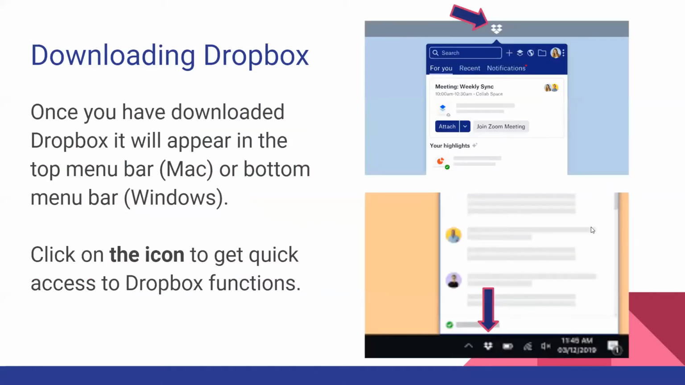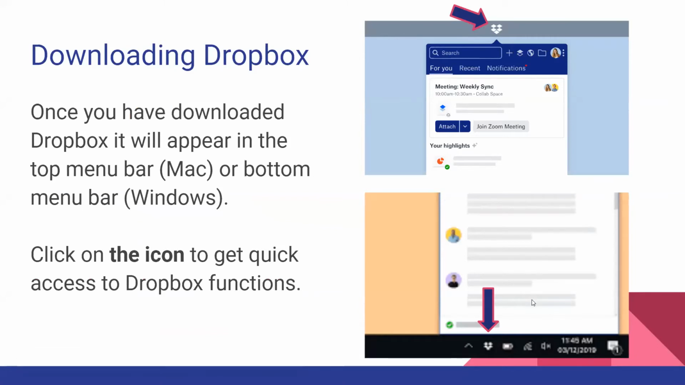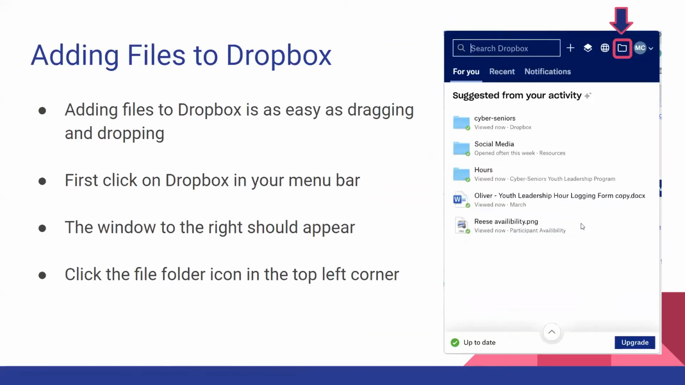All right, so once you have Dropbox downloaded and installed, it will appear on the top menu bar if you're using a Mac computer, as you can see on the top of the screen, or in your menu bar in the lower right-hand corner if you're on a Windows computer. It looks like a little box, which makes sense, Dropbox. If you click on that icon, you get quick access to any of the Dropbox functions, which we will go over.